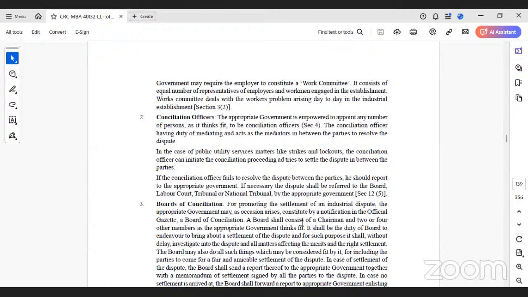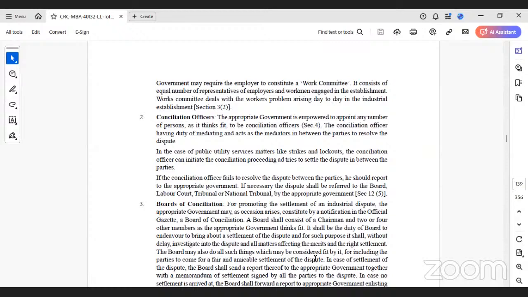Now, what is a Board of Conciliation? For promoting the settlement of an industrial dispute, the appropriate government may constitute, by notification in the official gazette, a Board of Conciliation. The board shall consist of a chairman and 2 or 4 other members as the appropriate government thinks fit. It shall be the duty of the board to try to settle the industrial dispute, and they start the investigation the moment the board has been constituted.